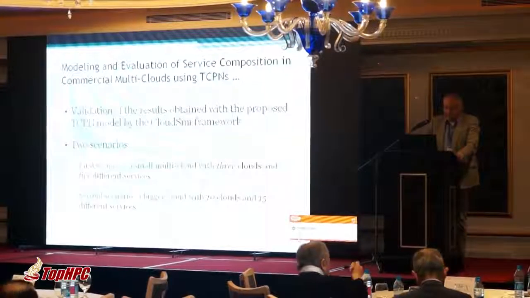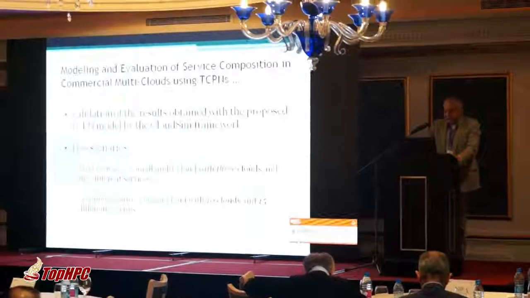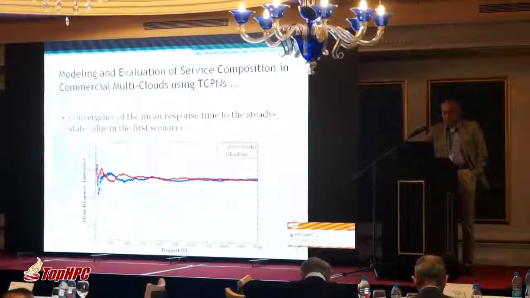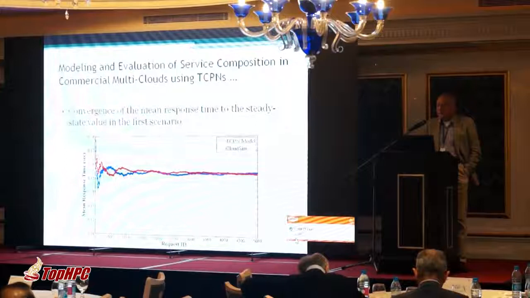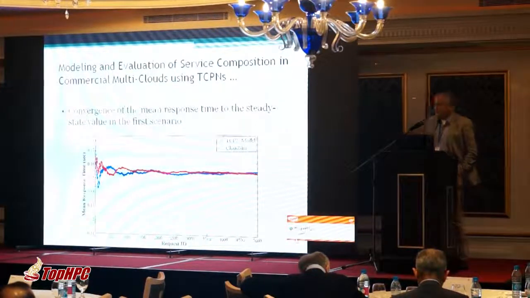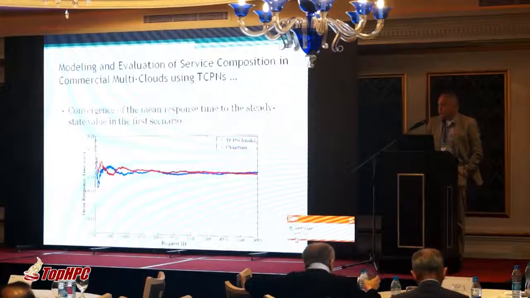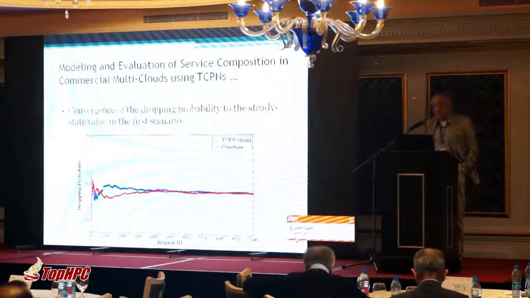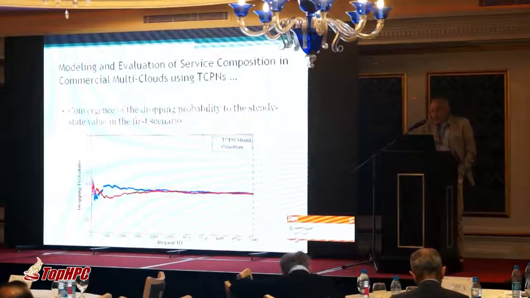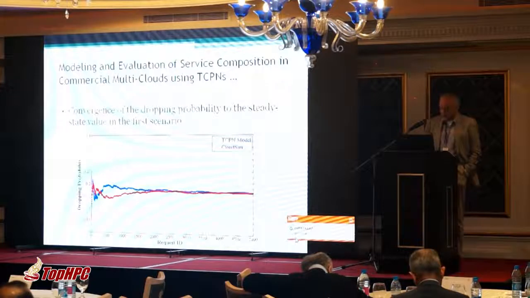The scenario is 3 clouds and 5 services, one case, and the second scenario was a bigger cloud with 10 clouds and 15 different services, and these are the results. Convergence of the mean response time to the steady state value in the first scenario. The blue one is the result we got using the TCPN model, which was very quick. The other one, the red one, is using CloudSim, which of course was very time consuming. But as you see, they're getting almost the same results. This is for the second scenario. Again, we see, in particular in steady state, almost the same result using analytic modeling as well as simulation by CloudSim.